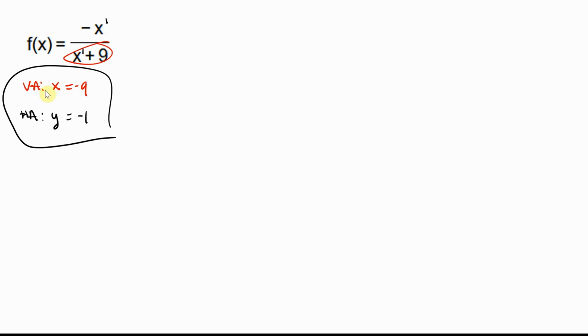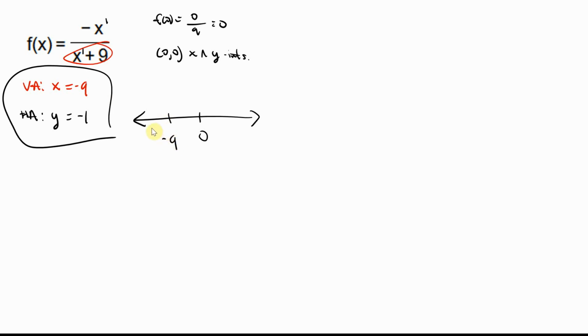what about the intercepts? Well, if we let x equal to 0, I get 0 over 9. It gives me 0, right? So I get (0, 0). That's the x and y intercepts. Let's partition the number line based on the x-intercept 0 and that vertical asymptote x equal to -9.